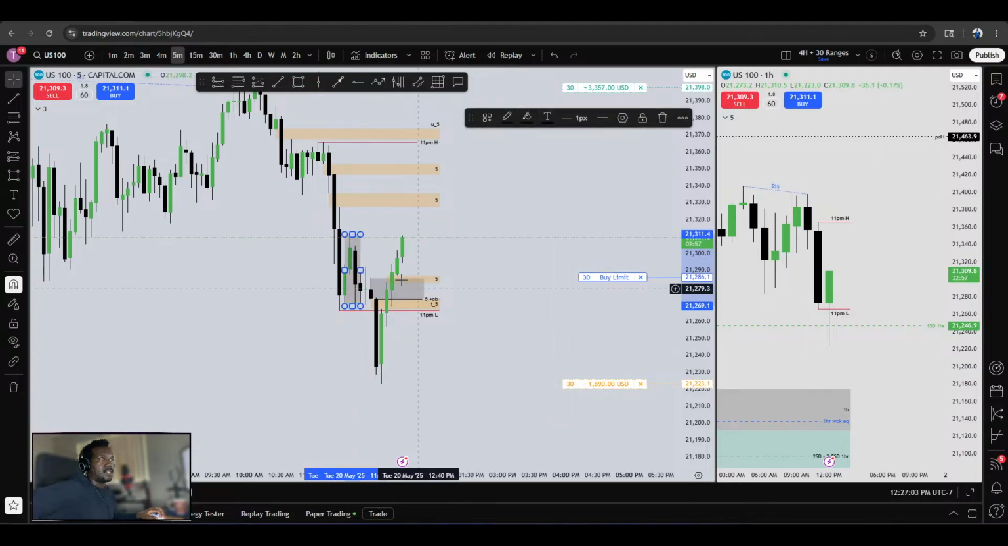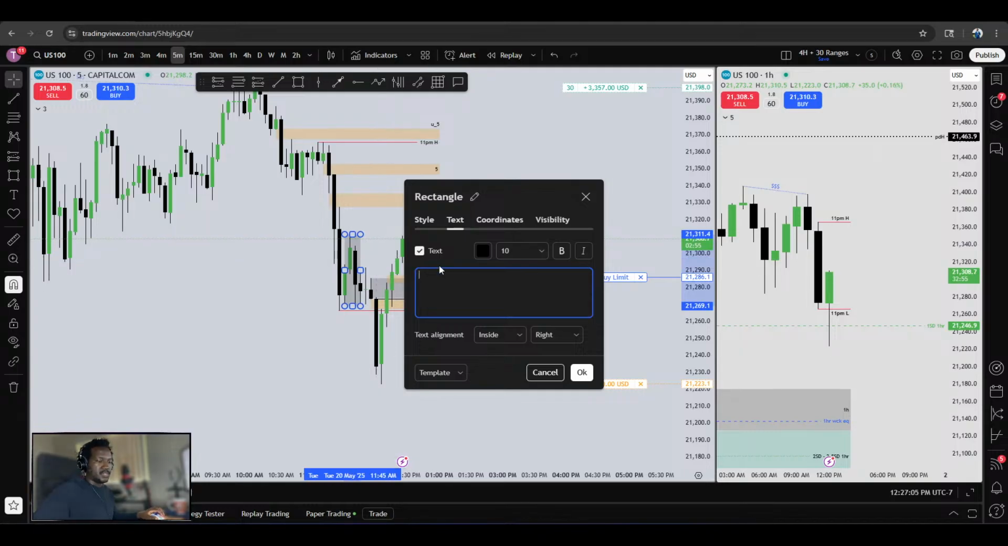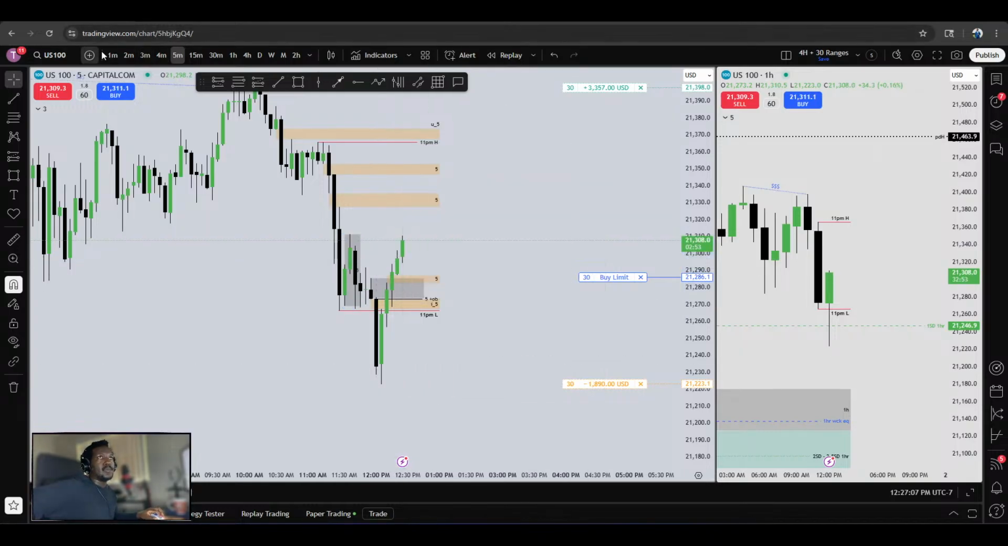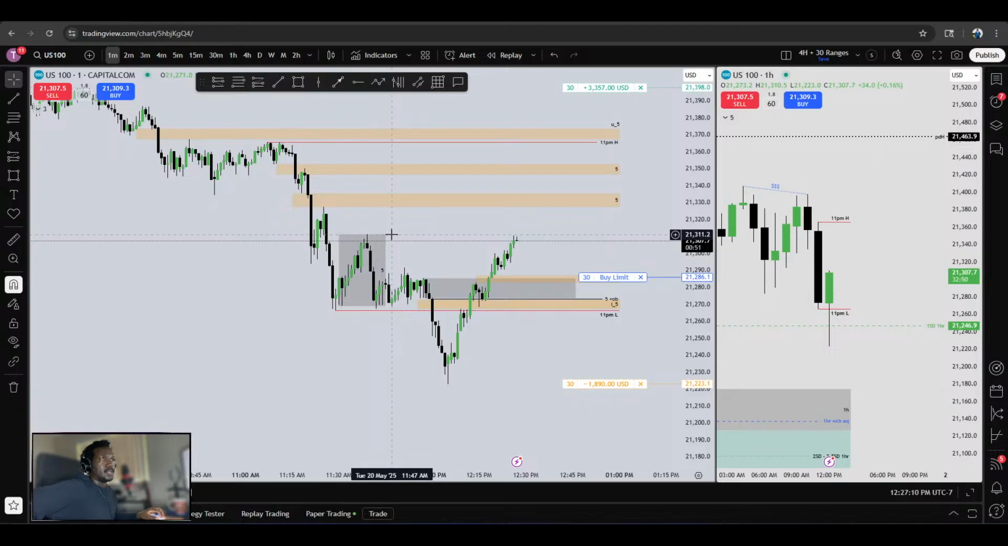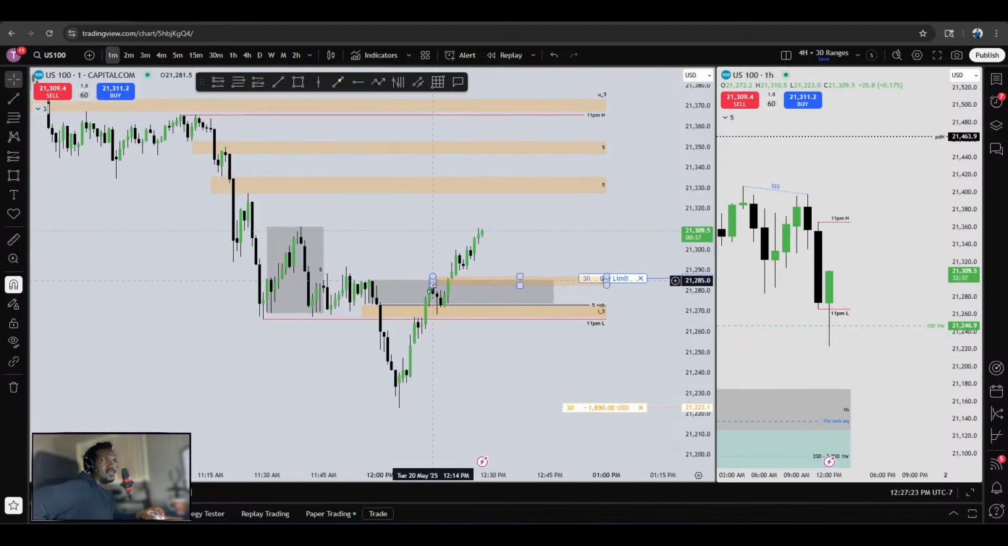Put that in gray and then just do 5 minutes. I'm just curious to see what's going to happen once we close above this level here, that 21,311.5. So we kind of have equal highs as we speak, doing very small retracements.